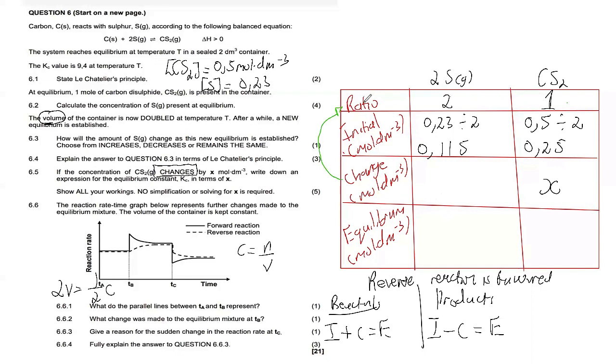Remember, the change block relates to the ratio. So if the ratio is 2:1, and then the change here is X, that means the change in the sulfur, according to our ratios, needs to be 2X. Because we simply say X multiplied by 2, then divided by 1. That's 2X. Now, note, on the reactants, what must I do? I must now add, because the reverse reaction was favored. So that means the reactants are being formed. So that's 0.115 plus 2X. And then what happens on the product side? The products are being used up. So that's 0.25 minus X.